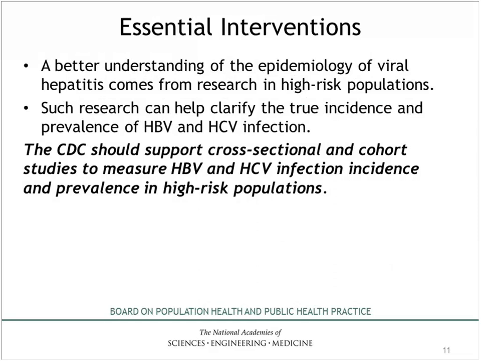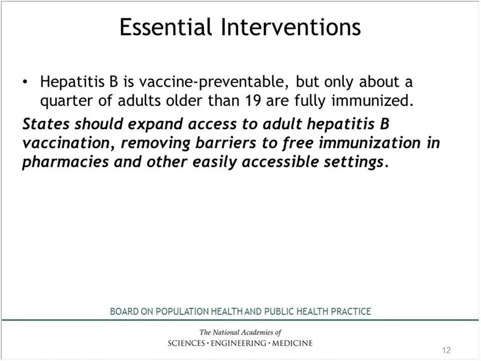Moving on to essential interventions. Hepatitis B is vaccine preventable, but only about a quarter of adults older than age 19 are fully immunized. We don't do as well with hepatitis B as we do, for example, with flu vaccine in adults. So our recommendation is that states should expand access to adult hepatitis B vaccination, removing barriers to free immunization in pharmacies and other easily accessible settings. So, for example, there are states that allow pharmacies to give flu vaccine, but don't allow pharmacies to give hepatitis B vaccine. And barriers should be removed in state regulation in order to allow freer use of the vaccine.